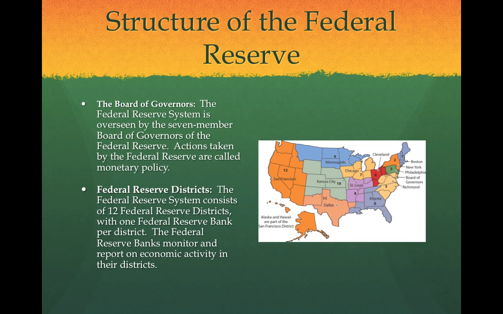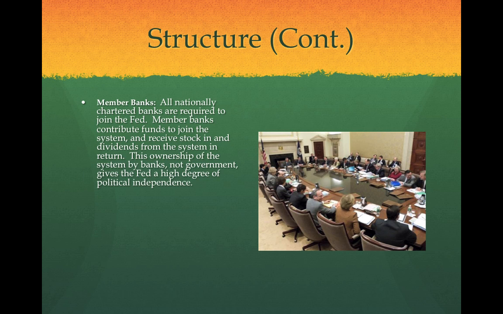And if you take a look at the left, the way they were initially constructed was it was done in order to reflect the amount of people and population and business activity within a particular area, with the western areas being less populated, at least at that time. Member banks are all nationally chartered and are required to join the Fed. Member banks contribute funds to join the system and receive stock and dividends in return. And the ownership of the system by banks, not the government, gives the Fed a high degree of political independence.